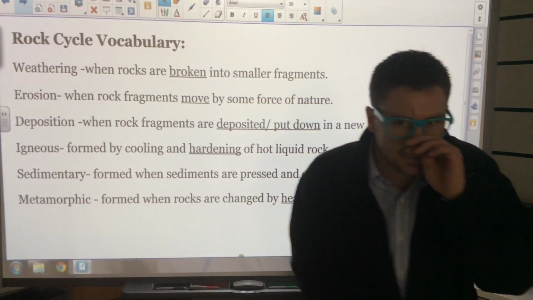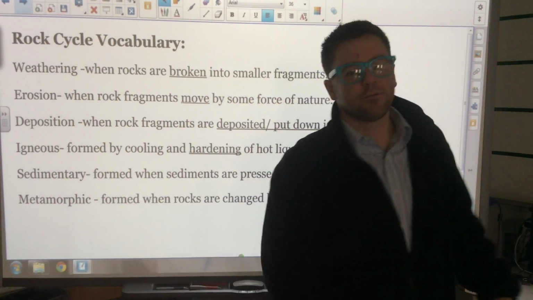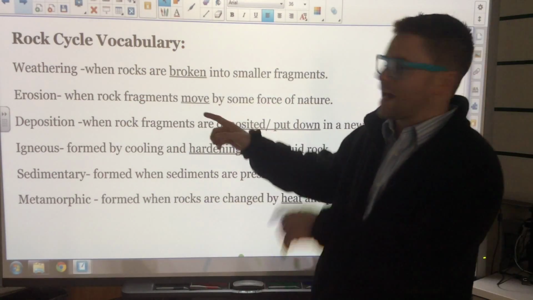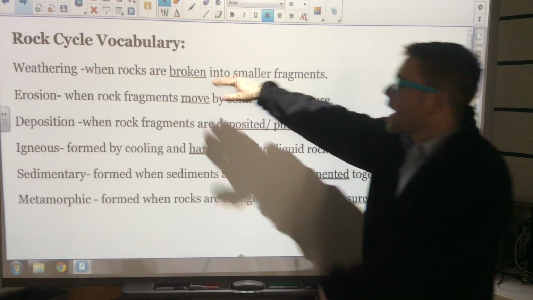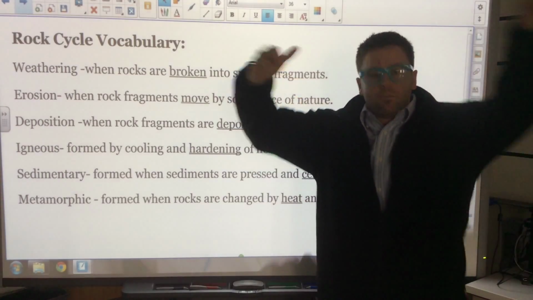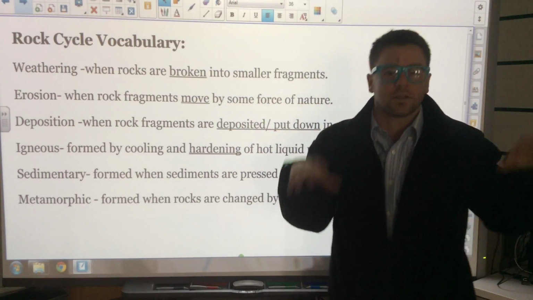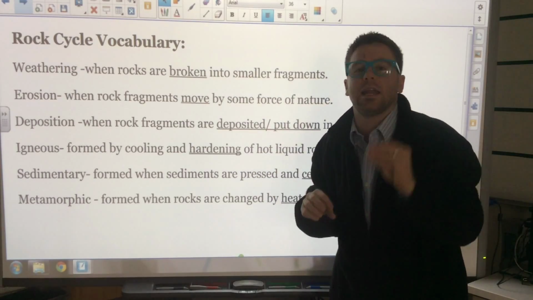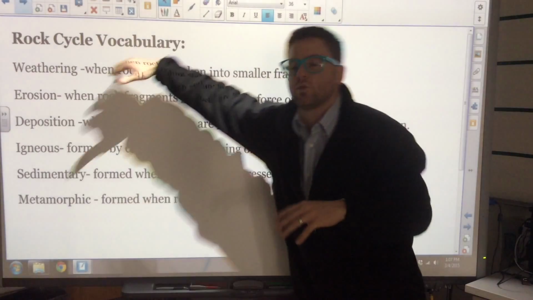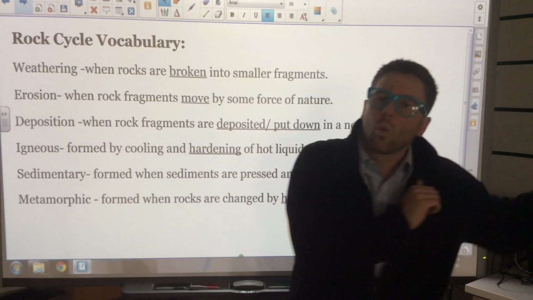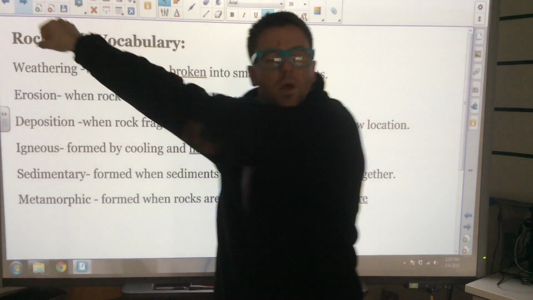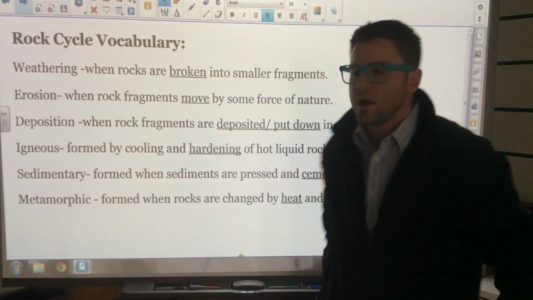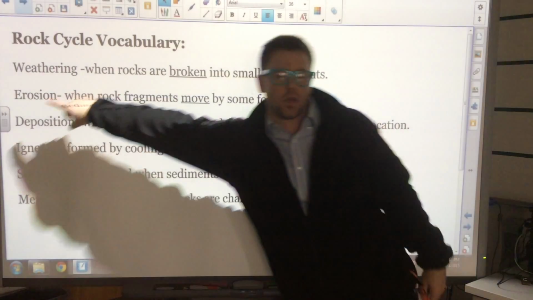Now, this last slide is just talking about vocabulary. Really all of this we've talked about already, but we're just going to highlight it really quickly. Weathering, when rocks are broken down into smaller fragments, right? Wind, rain, ice, sleet, snow, all of that can break rock down into tiny fragments called sediment, right? So that's weathering. And then when that wind, rain, ice, snow move that sediment somewhere else, maybe it falls into a river and that river carries the sediment down, that's going to be erosion.